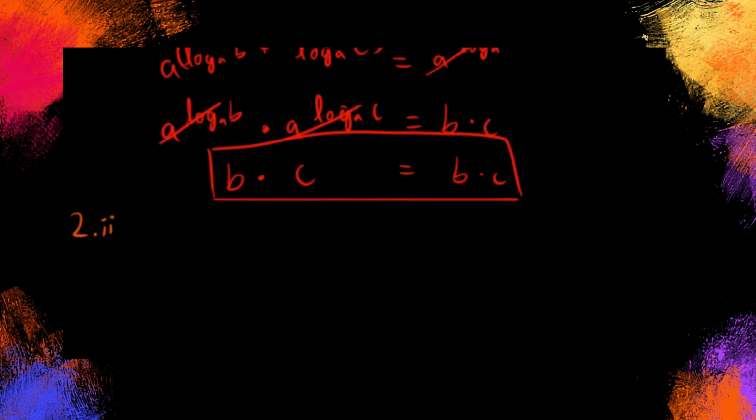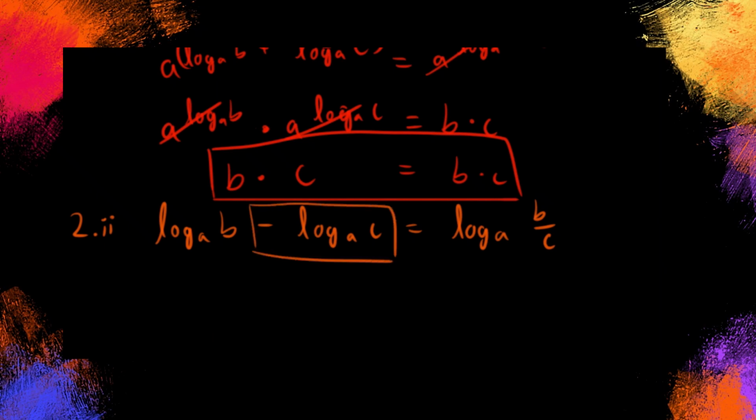So this one will be called 2 part I just because it follows very similarly. Essentially it says if we have log a of b, and we subtract log a of c from it, this is going to be equal to log a of b divided by c. So essentially, you can see that this is the reciprocal. This multiplies by the reciprocal.